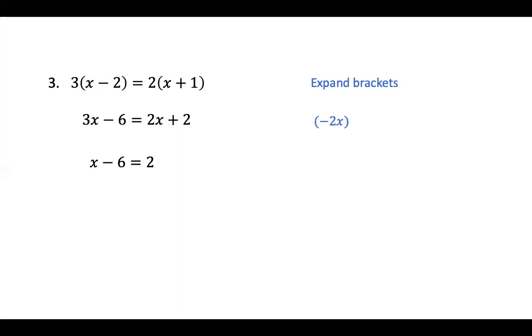So I want x alone. So to get x all by itself, I have to get rid of that minus 6. The opposite of subtracting 6 is adding 6. And when I add 6 to both sides, I'm left with x equals 8.